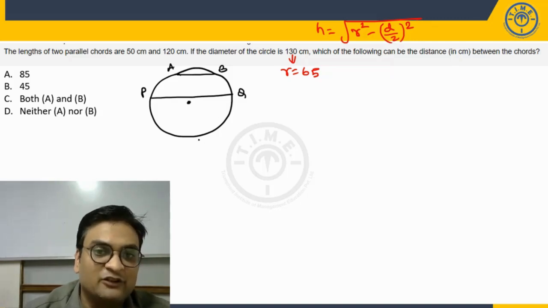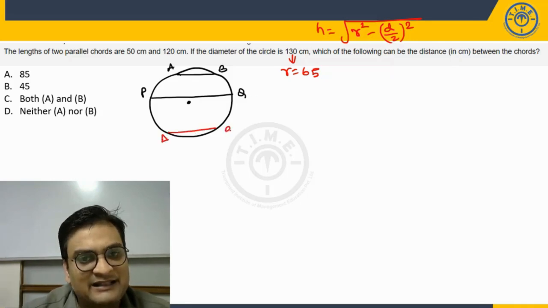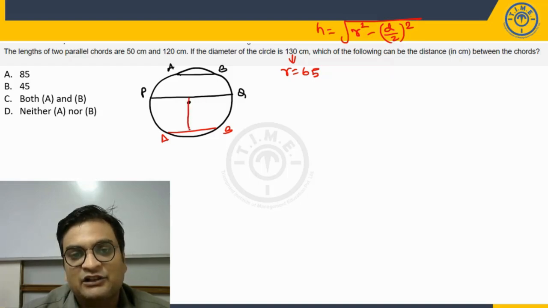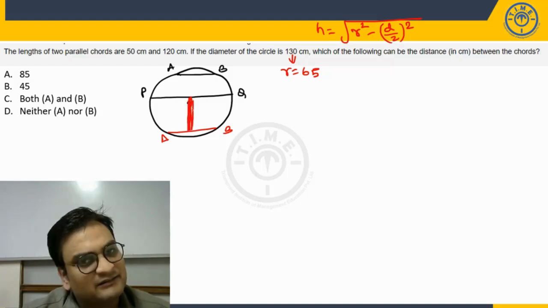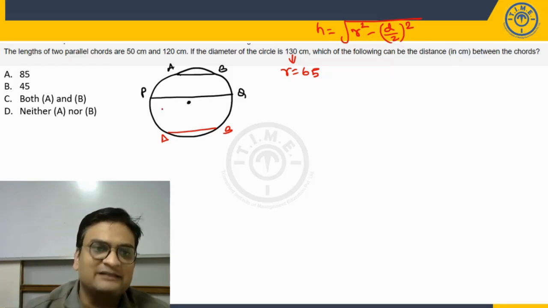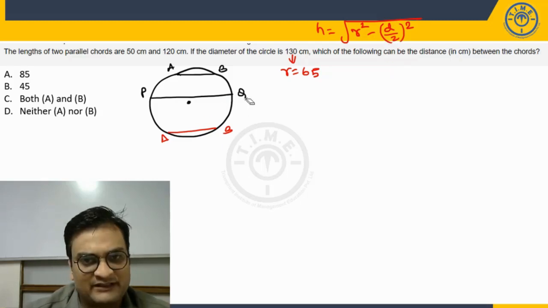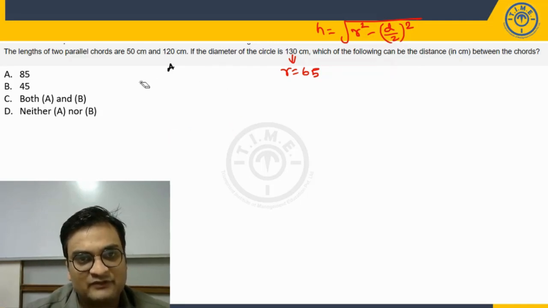But another possibility could be PQ is here only, but AB is on the other side of the center. In this case, please understand the distance between the two chords will be longer than the previous case. So that means there are two different answers which are possible for the question which is being asked right now. That is why he uses the language can be.